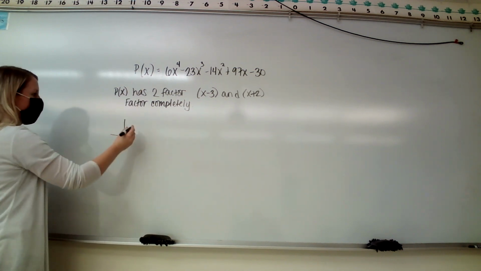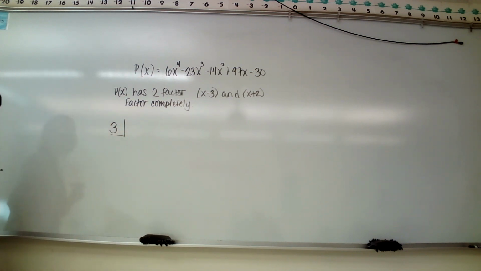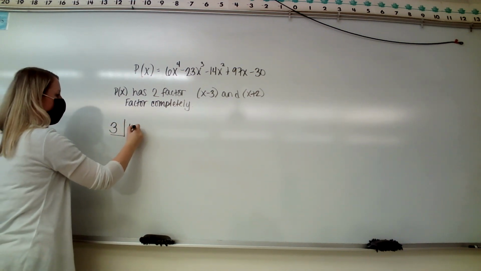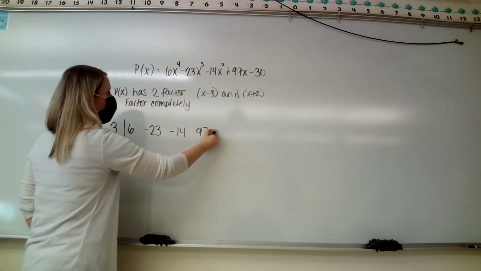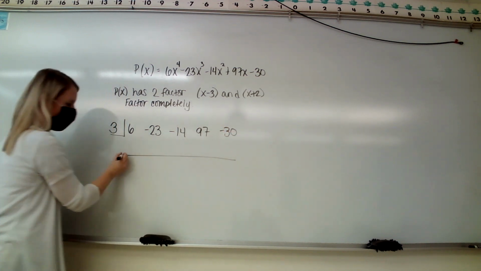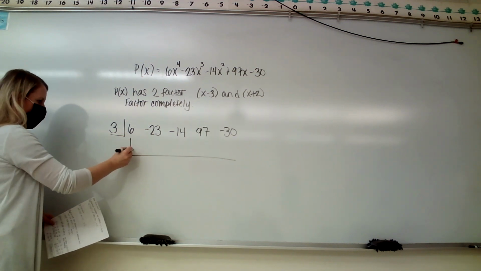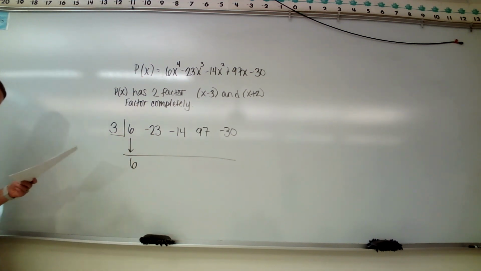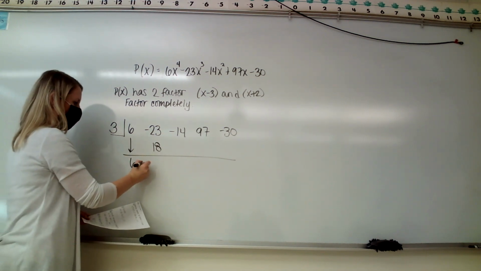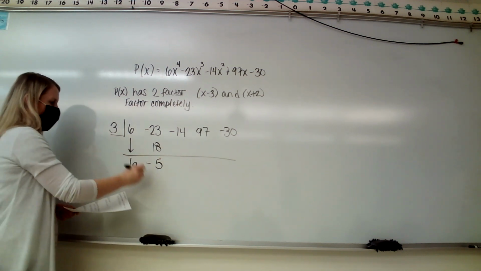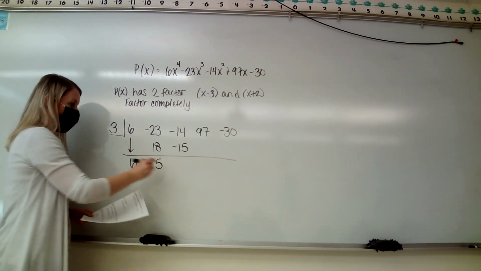So we're going to take the original. We'll divide it by x minus 3, which remember you put a 3 there, just as a heads up. And then I'm just going to use my coefficients, 6, negative 23, negative 14, 97, negative 30. And let's see what we get. Bring that bad boy down, we get 6, and then we just kind of do our quick little steps here. That's 18. Add them together is negative 5. That's negative 15. Add those together is negative 29.